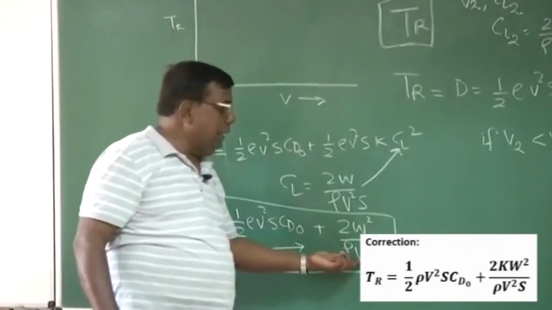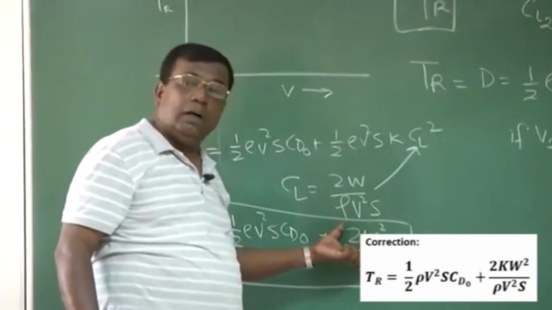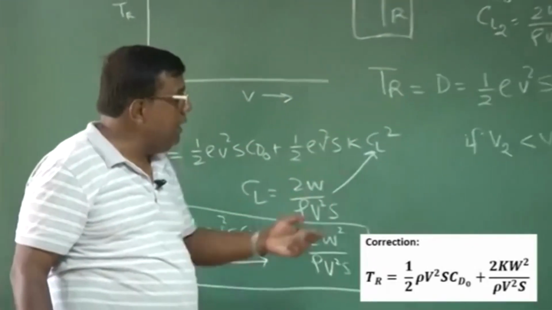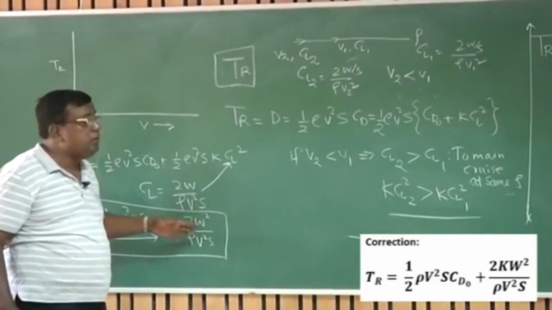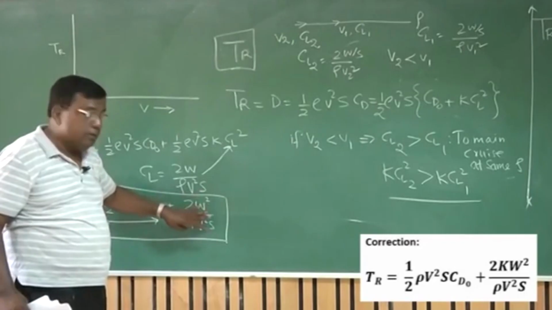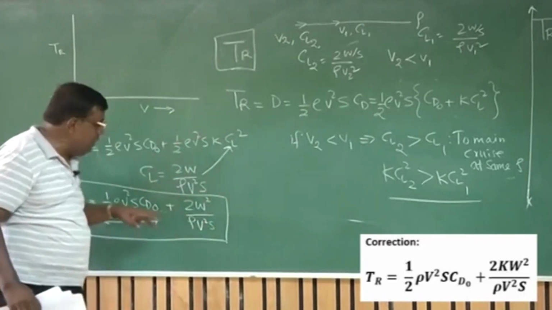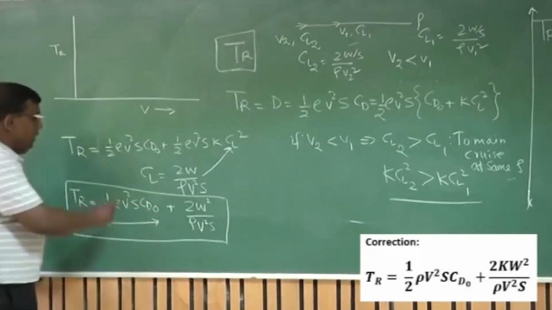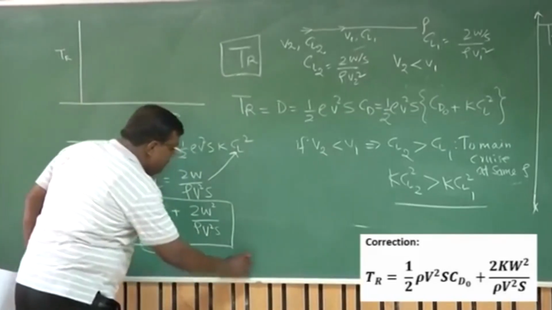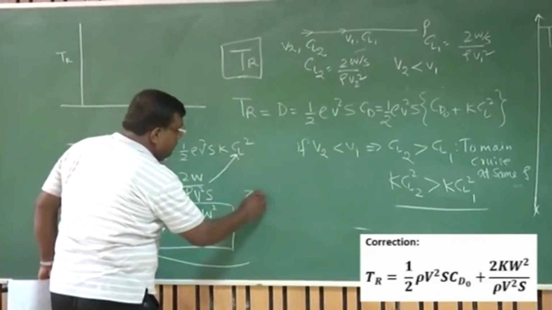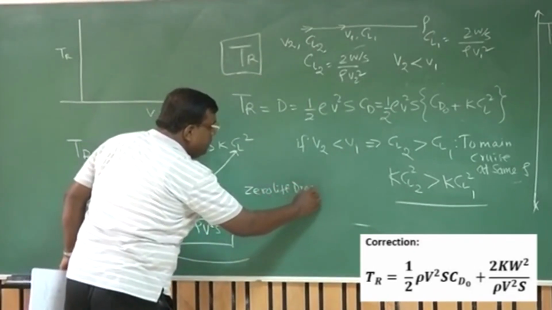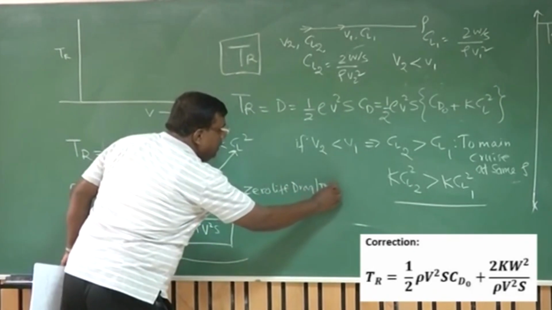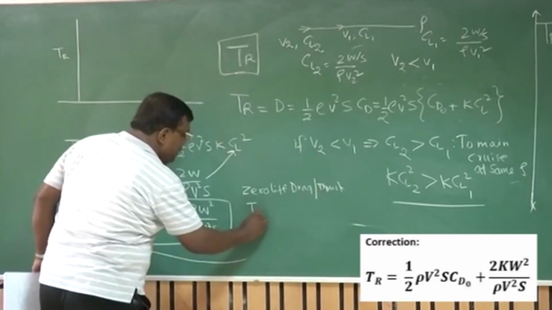However, the second term, as V is increased, this term goes down, which by physics you understand, as I am increasing the speed, this term, which is basically induced drag, will go on reducing. So it is consistent with whatever physical understanding we have, and we always will refer to the first term as zero lift drag or thrust, and the second one is induced drag.